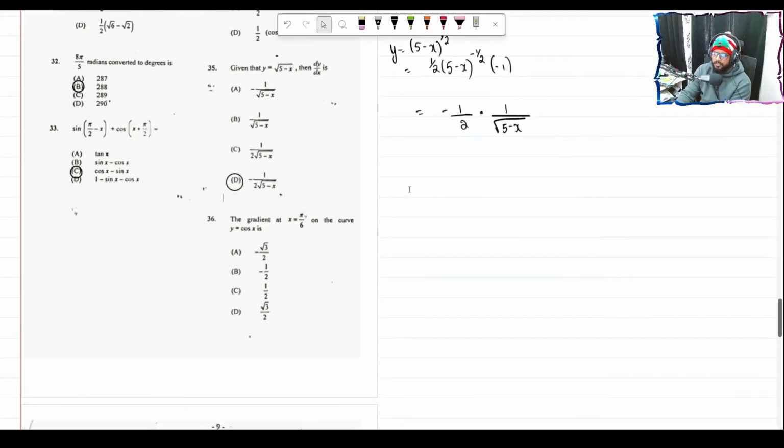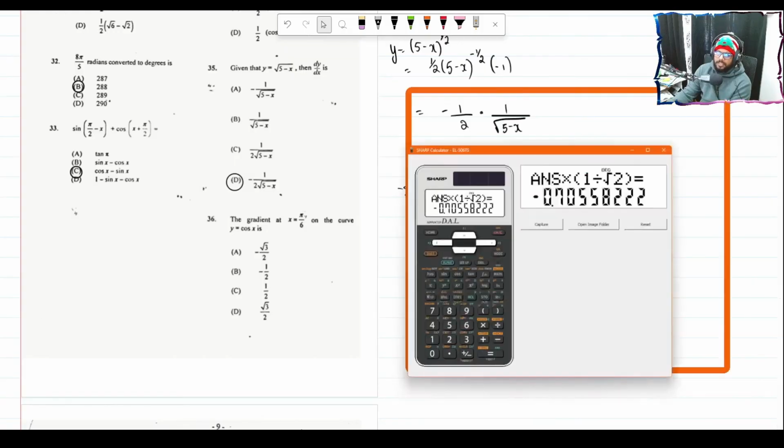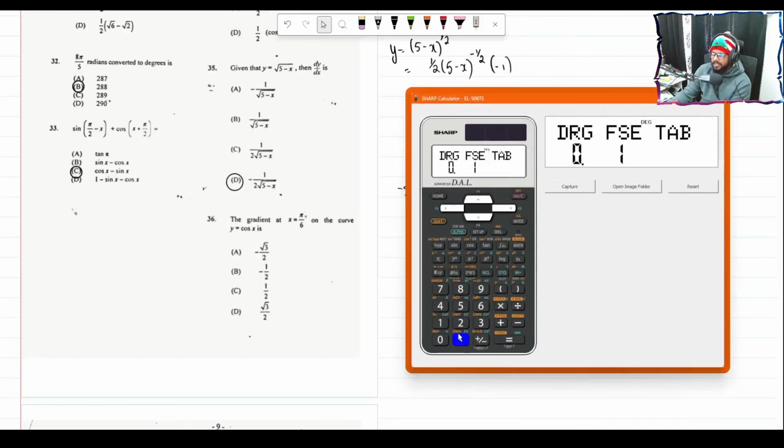So for the gradient on this curve, we had to differentiate to get dy dx. dy dx is negative sine x, sorry. And sine of pi on 6. Again, change the calculator back to radians. Negative sine of pi on 6, close bracket, is negative a half, which is B.